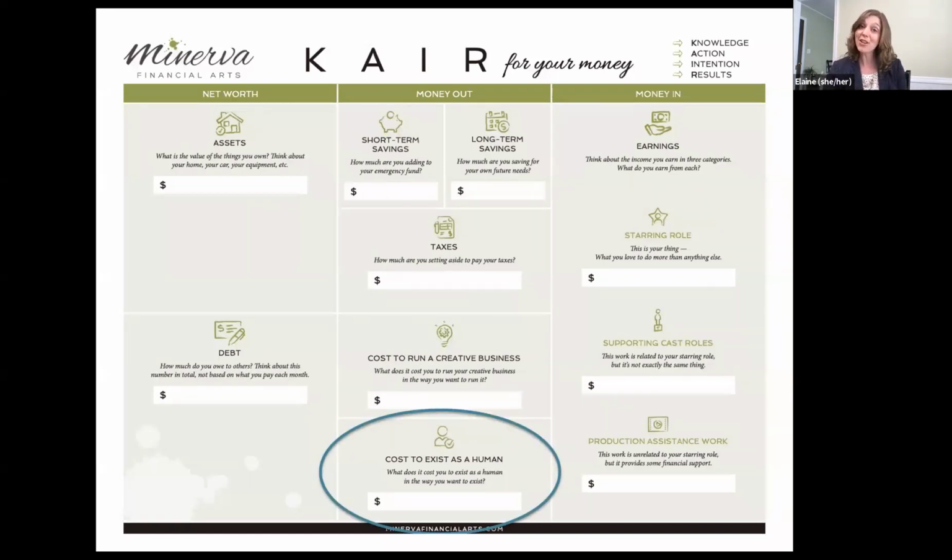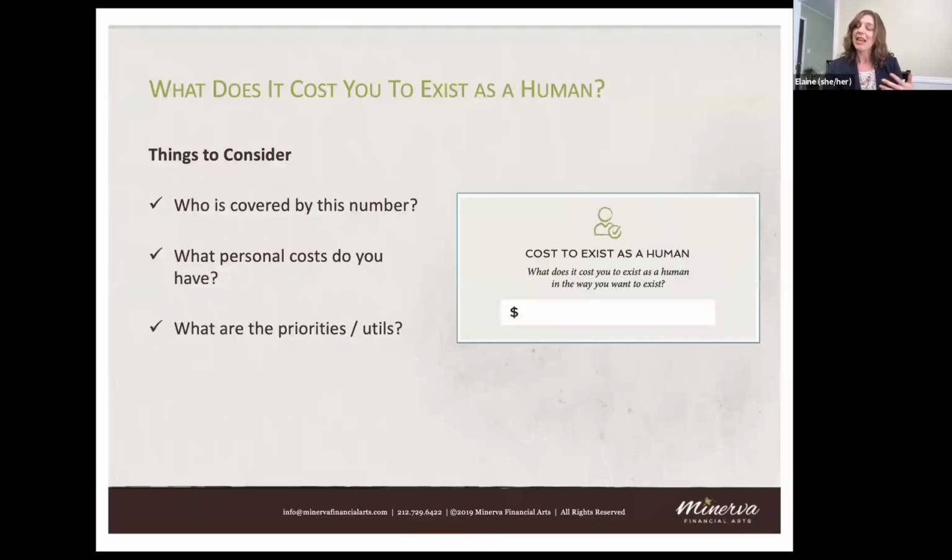And it starts down in the middle, way at the bottom, with your costs to exist as a human in the way you want to exist. And I think it's interesting to start here because as you're thinking about what are your costs to exist as a human, that brings up some extra interesting questions like who is covered by this number? Is it you? Is it you and your family, you and children, you and aging parents you might be caring for, you and a furry companion whose needs are as important as your own?